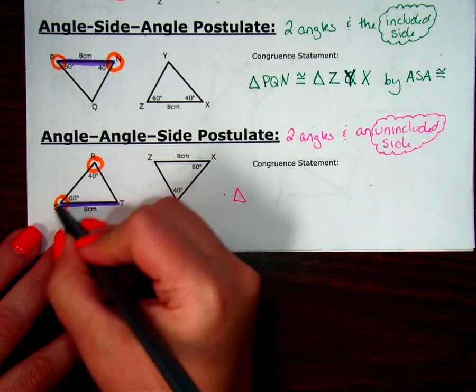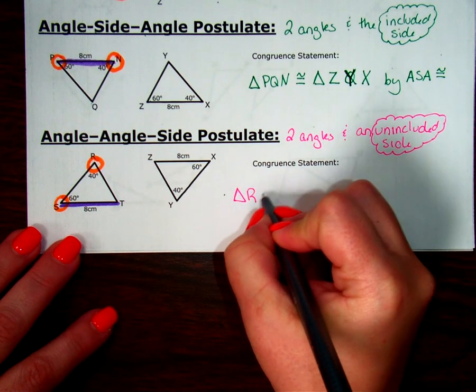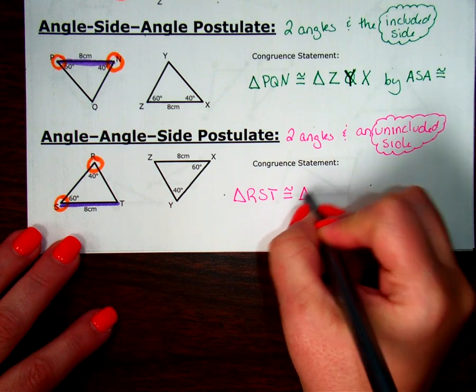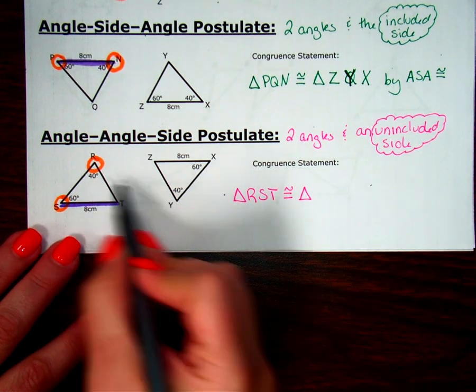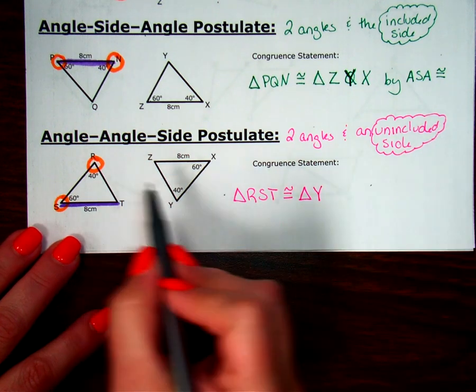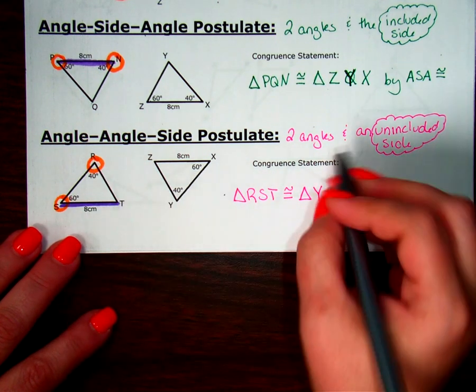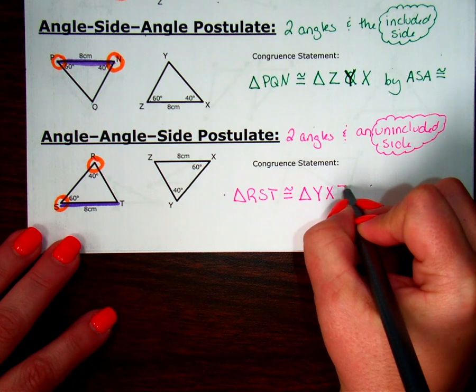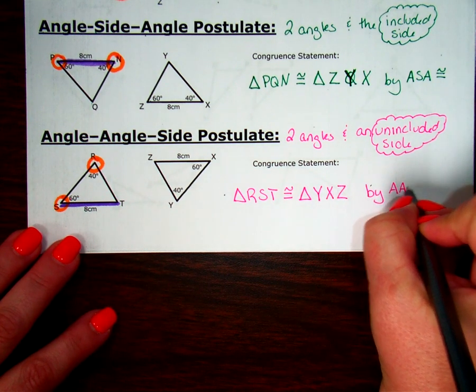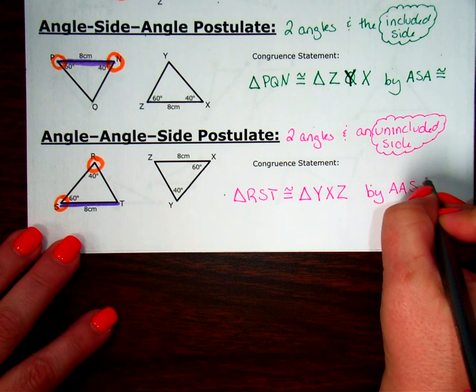Triangle RST, you can pick the order on the first one, but then the order on the second one has to match. If I started at R, which is 40, I'm going to have to start at Y. And then I went to S, which is 60, so I'm going to go to X. And then I'm going to end up at Z. These are congruent by angle, angle, side congruence.